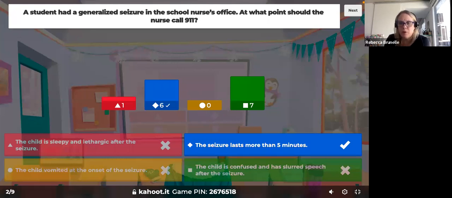Okay, so this one was a little bit harder. It is when the seizure lasts more than 5 minutes. You're really going to be worried about oxygenation level, if they're having problems with their airway, if it's lasting more than 5 minutes. So has anyone heard of a post-ictal phase after a seizure?